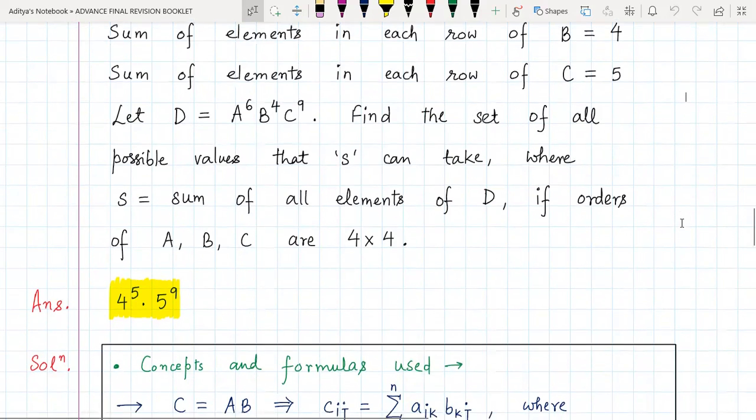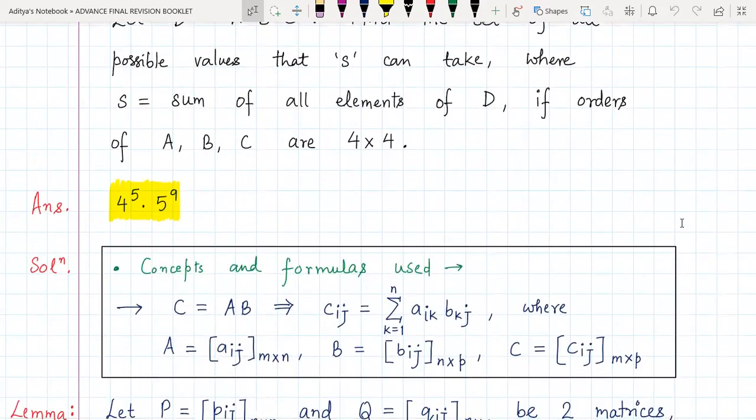Now the concepts and formulas used are very simple and basic. Simply the definition of matrix multiplication we should be aware of, and that's all that is being used in this question. So if C is equal to AB, then Cij is defined as summation Aik into Bkj, k is equal to 1 to n. Of course, the orders of A, B, and C also we should be able to figure out. It's very direct and easy.